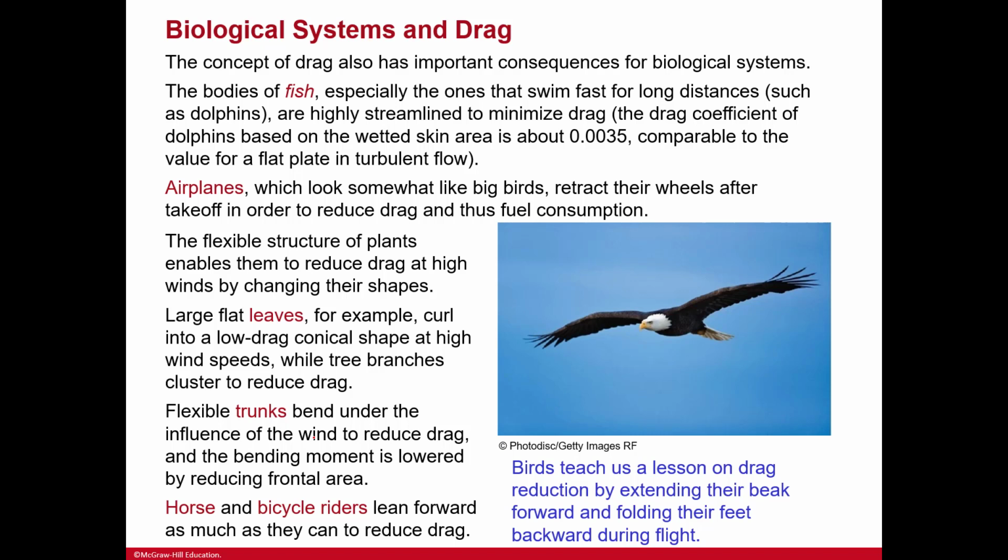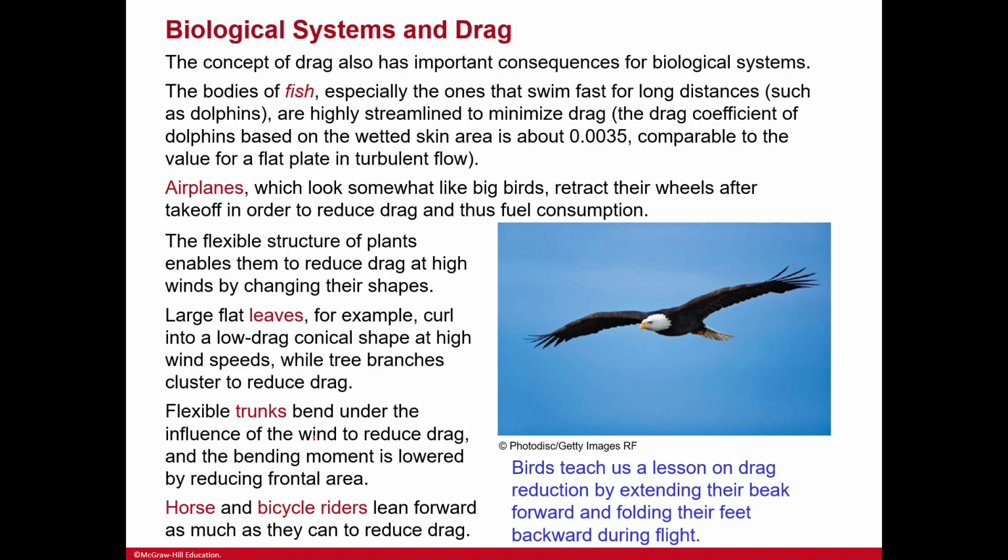Airplanes, which look somewhat like big birds, and that's not a coincidence, retract their wheels after takeoff in order to reduce drag and thus fuel consumption, right? Because we're wanting to reduce the drag, that friction, that viscosity that we are experiencing. The flexible structure of plants enables them to reduce drag at high winds by changing their shape. And also, if those winds are high enough, it'll break. It'll have the material reach its failure point on that stress-strain curve.